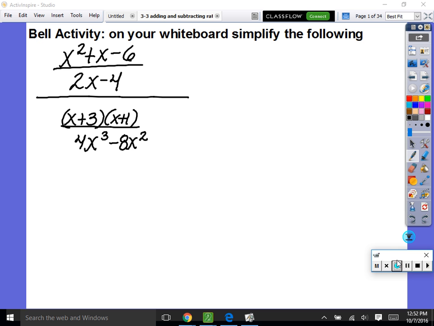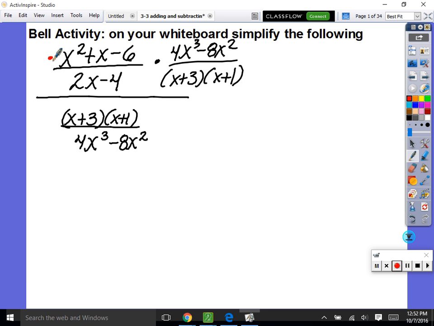Dividing fractions is easiest when you flip the second fraction and multiply. Okay, awesome. So we're going to multiply by 4x cubed minus 8x squared all over x plus 3 times x plus 1. I'm going to just have you guys shout out to me. Now you know you factor each piece, correct? What did that piece factor to be?